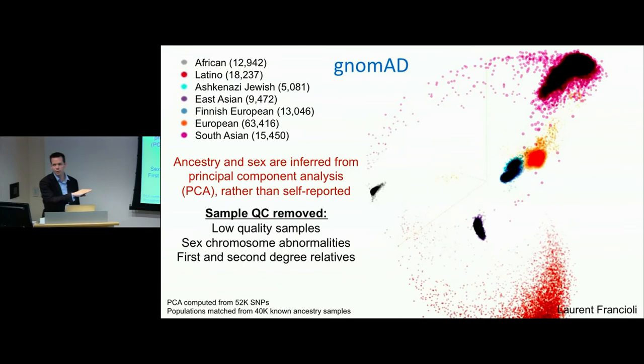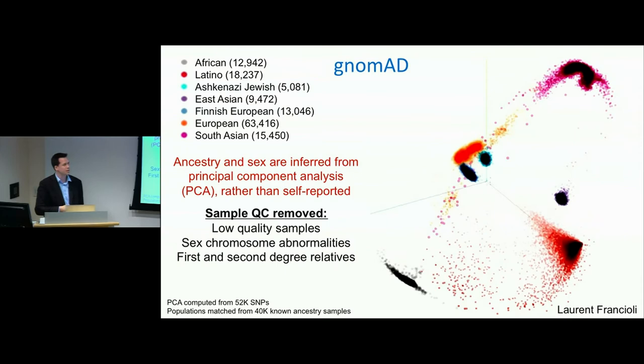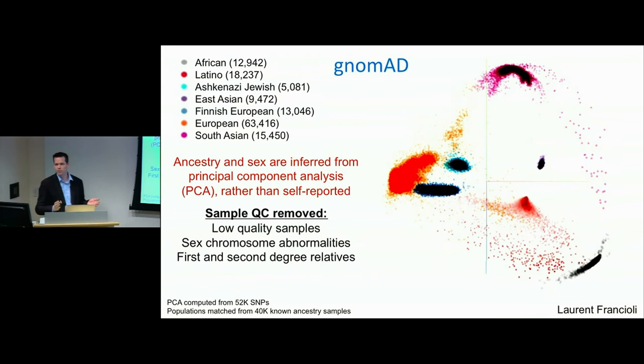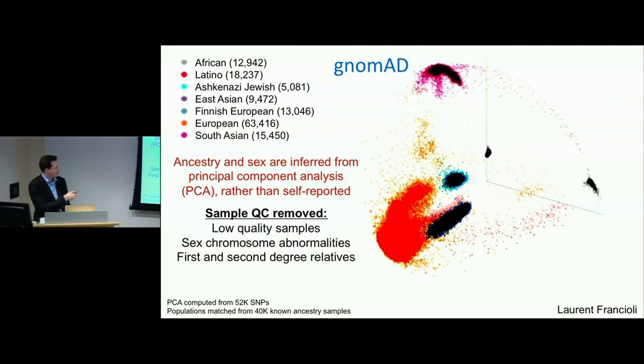In fact, for most of these individuals, we don't know what their self-reported ancestry is, but we can relatively confidently assign them to these clusters using a random forest approach based on about 40,000 samples of known ancestry. And similarly, we infer sex as well from the underlying genetic data. So we know for sure that these individuals are chromosomally either male or female.